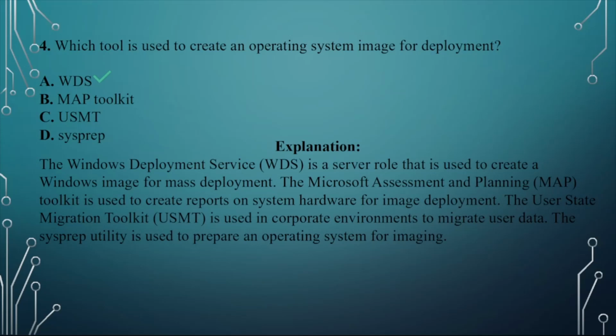The Microsoft Assessment and Planning, which is MAP, toolkit is used to create reports on system hardware for image deployment. The User State Migration Tool, which is USMT, is used in corporate environments to migrate user data. The sysprep utility is used to prepare an operating system for imaging.